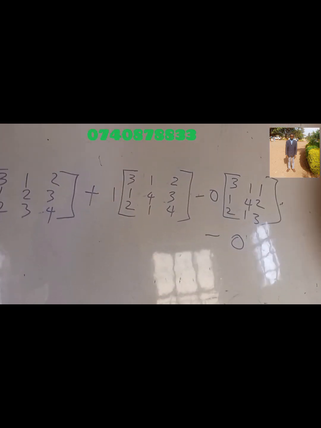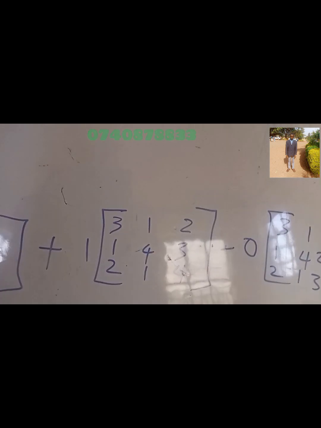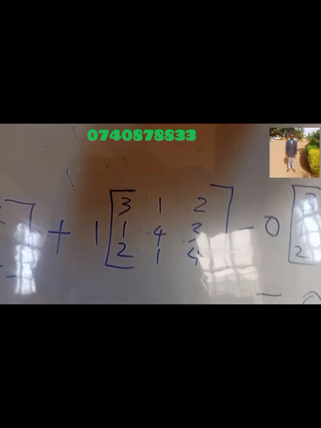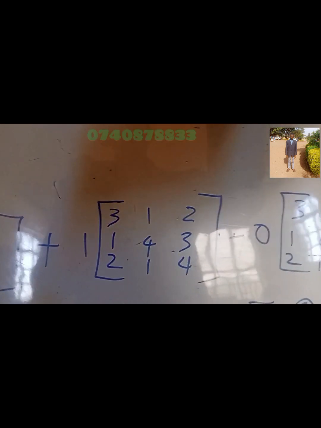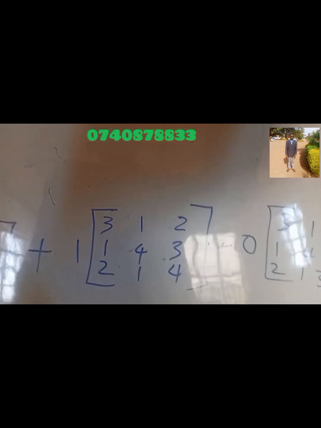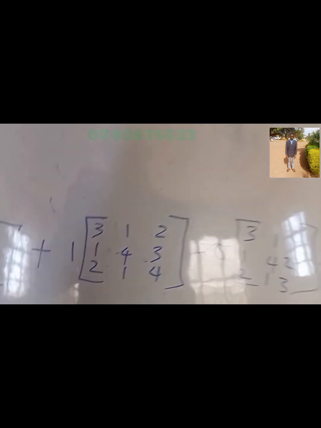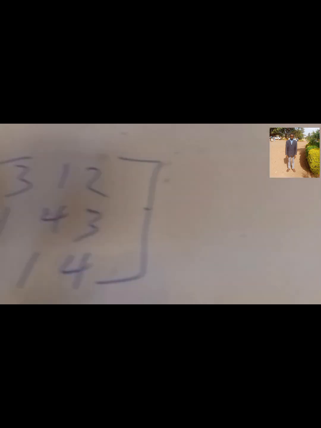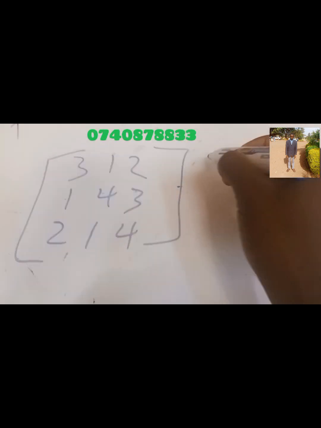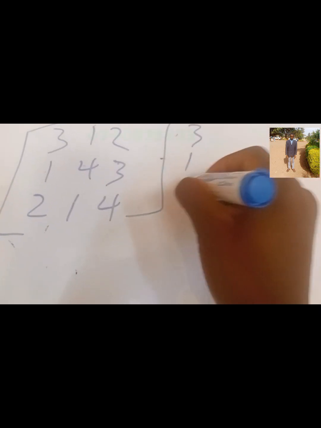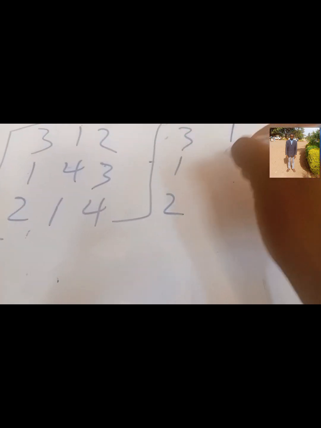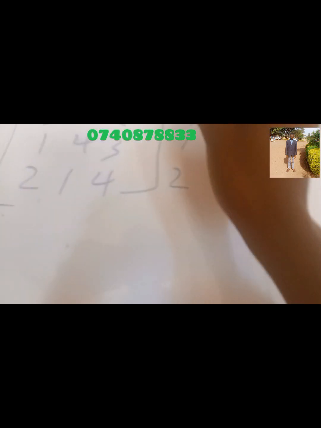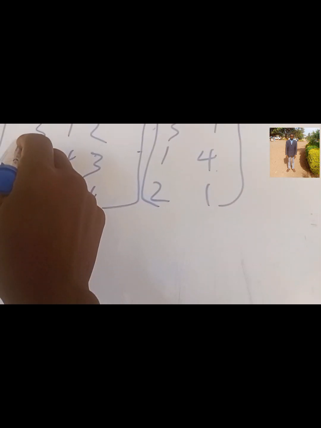Then finally, we take this one, 3, 1, 2. It is 3, 1, 2, 1, 4, 3, 1, 4, 3. Then we have 2, 1, 4, 2, 1, 4. Then let's introduce another column of the first two columns. We have 3, 1, 2. Then we have 1, 4, 1, like that. Leading diagonal will be 3, 1, 3, 4, 4.